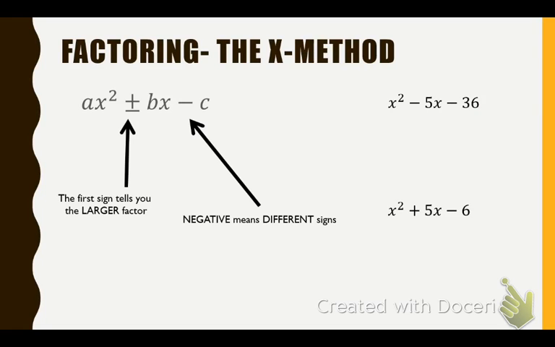And then we have 2 examples. x squared minus 5x minus 36. And then x squared plus 5x minus 6.